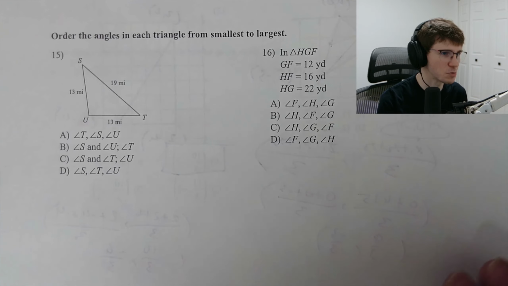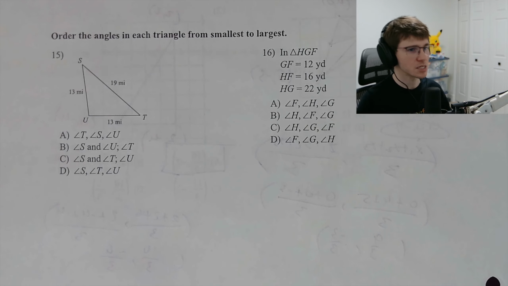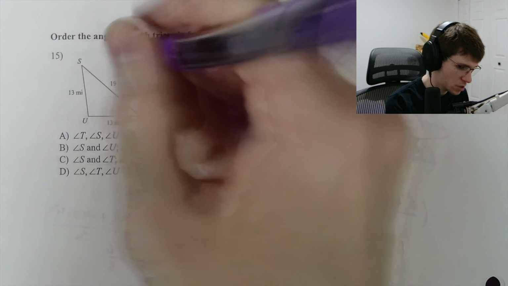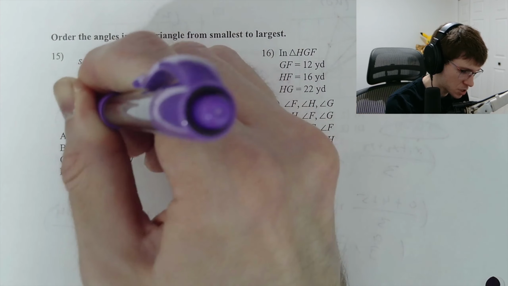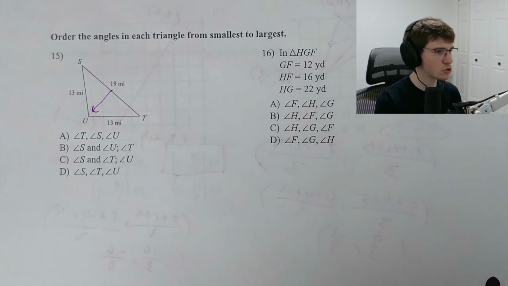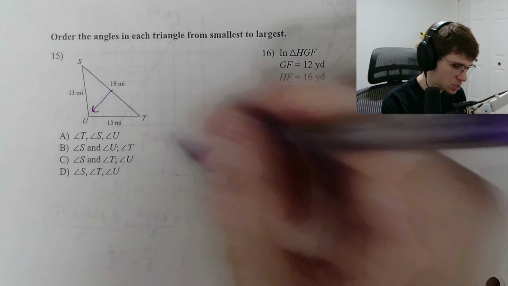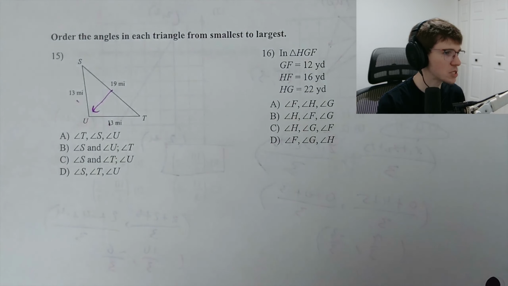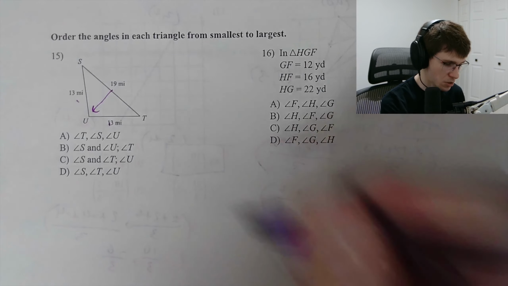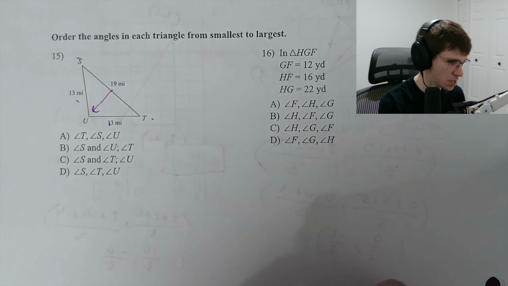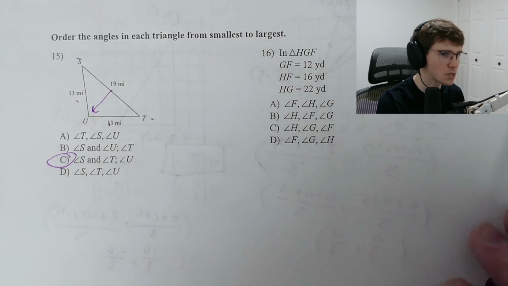Ordering the angles from smallest to largest. It's exactly the same idea. On this one, our largest angle is clearly going to be that U, the one across from the 19, and these two are equal to each other, so they must be exactly the same. So you're going smallest to largest. It looks like S and T are the same, and then U is the big one. So letter C is correct here.